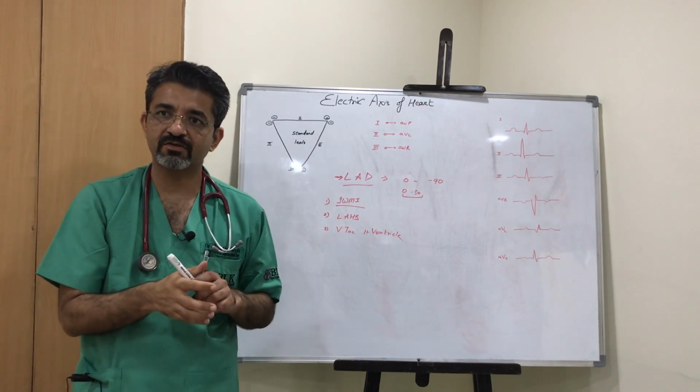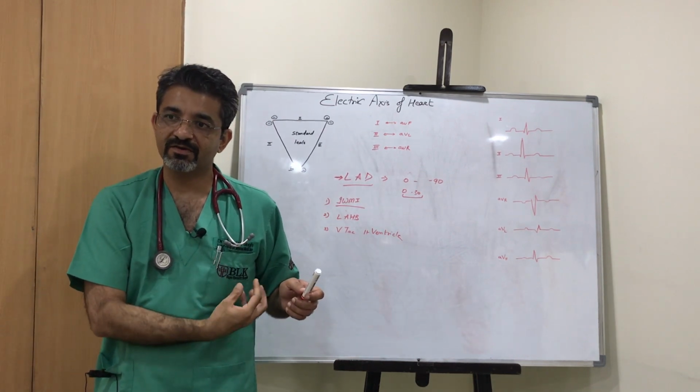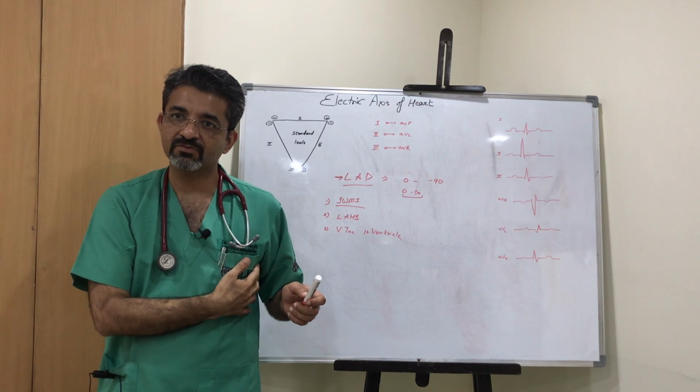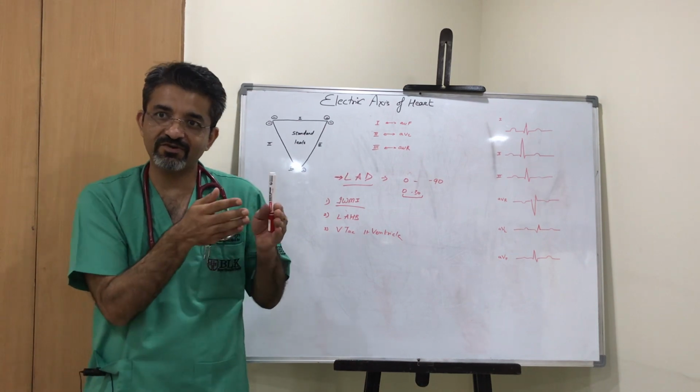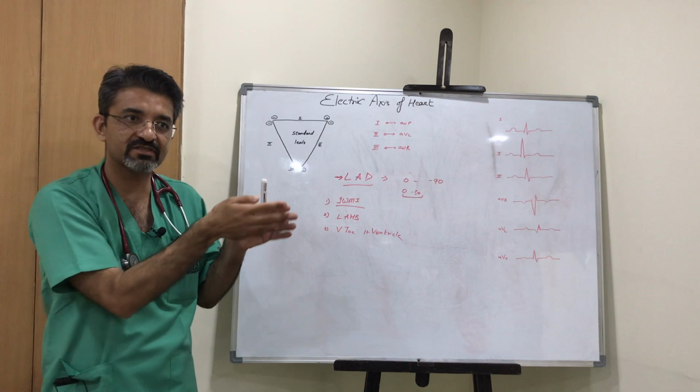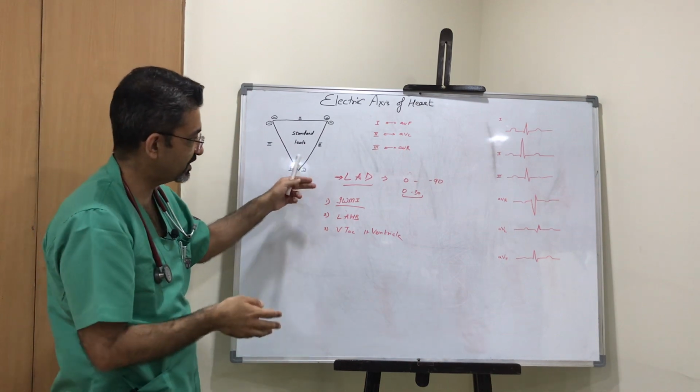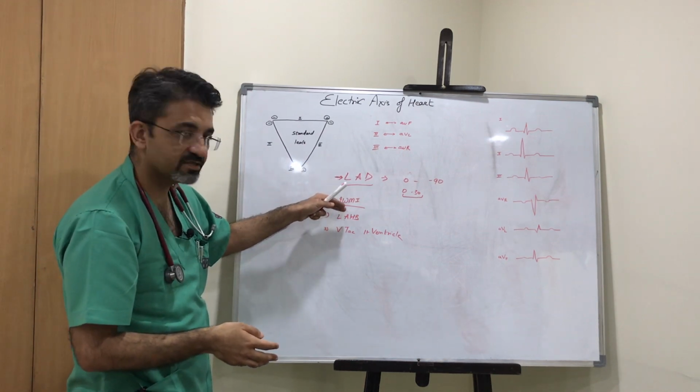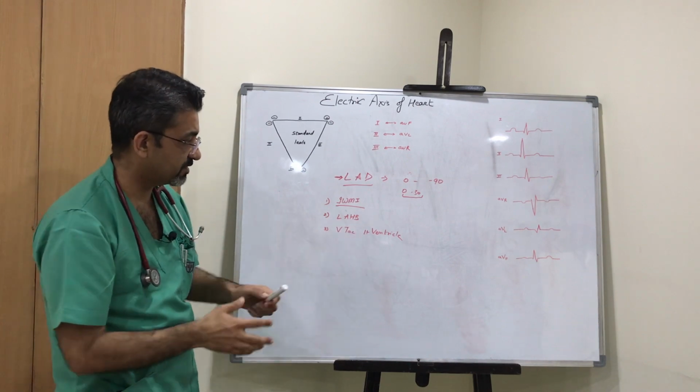A VTAC starting from here, left side, left ventricle. So the QRS will shift away from the problematic area, so it shifts again towards your left side. So right, inferior wall MI, left anterior hemi block, VTAC.